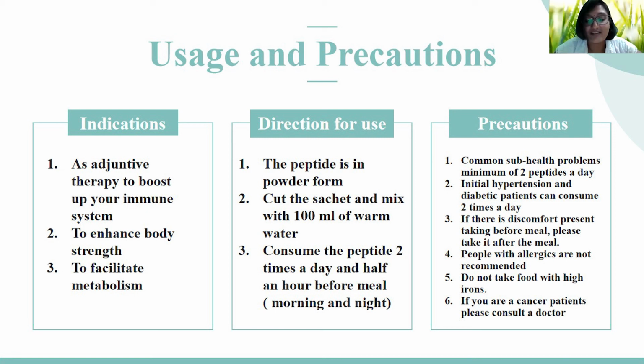Precaution: for common sub-health problems, take a minimum of 2 peptides a day. Initial hypertension, that means the starting of hypertension, or diabetes mellitus patients can consume it 2 times a day. If there is any discomfort when taking it before meals, you are advised to take it after meals. People with allergies, especially allergies to proteins, are not recommended to take this peptide. Do not eat food high in iron. If you are a cancer patient, please consult a doctor.